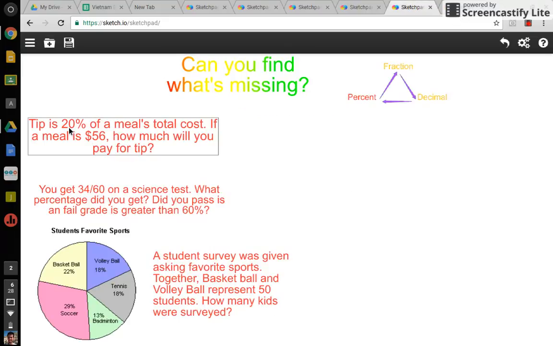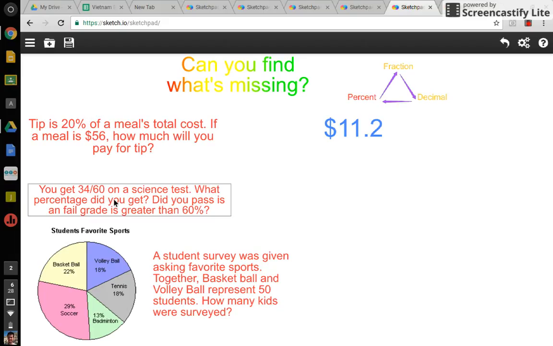We take our percent, we're going to turn it into a decimal, do 2 jumps over, 1, 2. Our decimal becomes 0.2, and we're finding 0.2, or 1/5, that's an equivalent term, 0.2 of 56, or in other words, 0.2 times 56. When we do 0.2 times 56, our resulting answer is going to be $11.20.